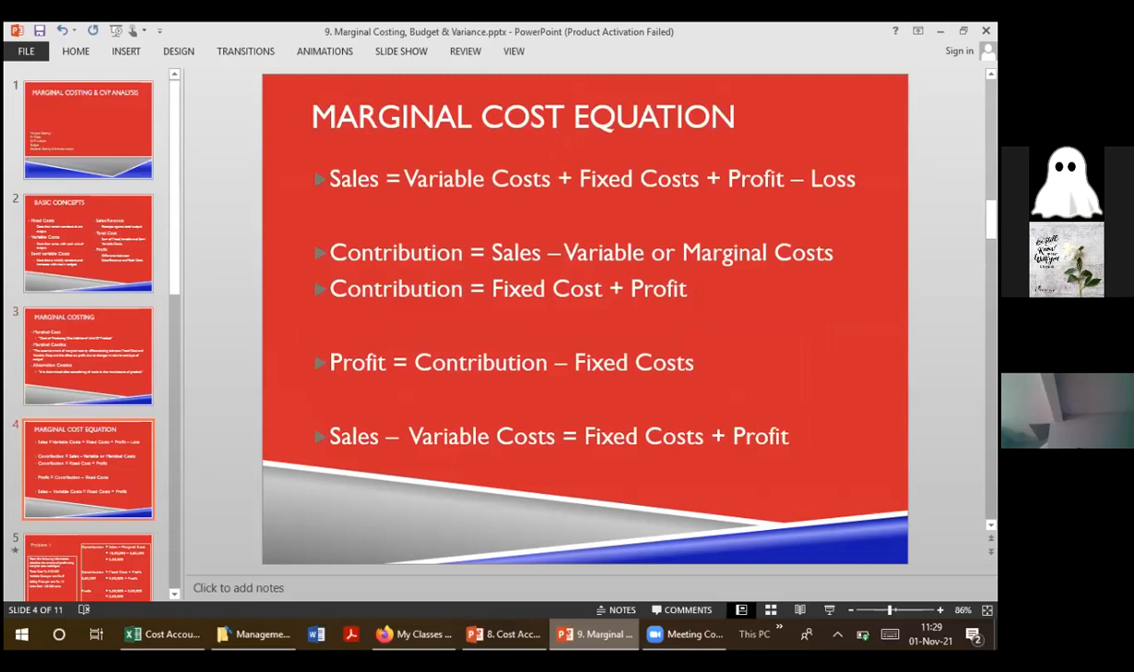So now we have the equations for marginal costing, and then we will look at CVP analysis also. So what are the marginal cost equations? These are the things we will normally calculate in that. First is sales. Sales is variable cost plus fixed cost plus profit minus loss.